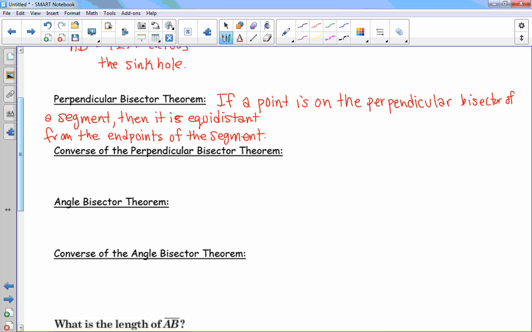We'll draw a picture so you know what I mean. If the point is on the perpendicular bisector of a segment, comma, then it is equidistant. What does equidistant mean? Equidistant, so congruent lengths from the endpoints of the segment.